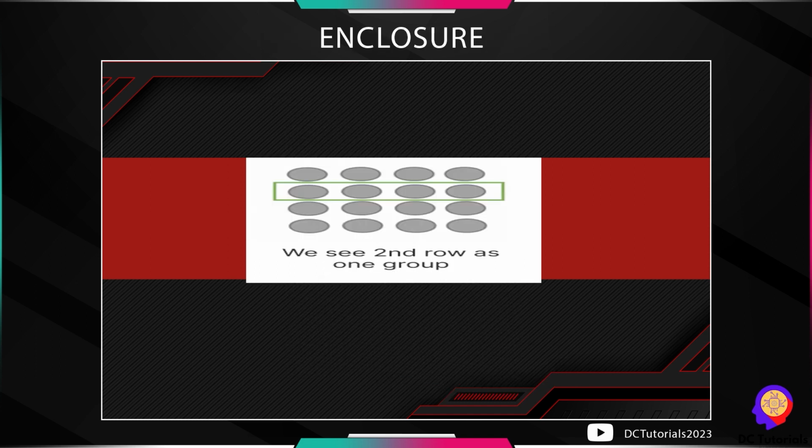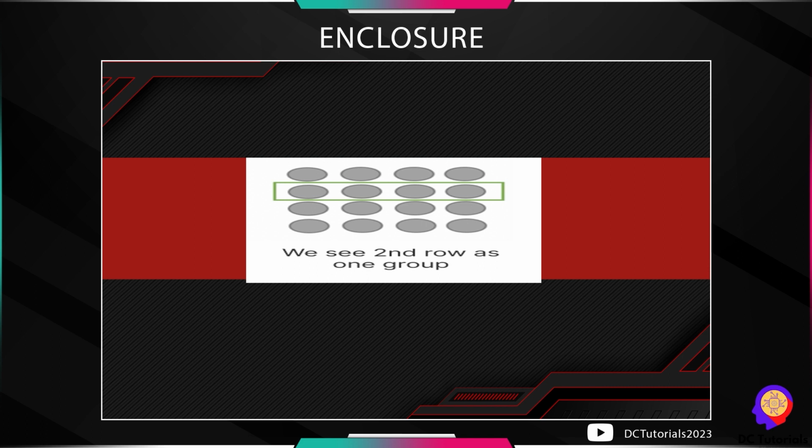Next, we have the principle of enclosure. Now this means that we tend to group things together when they are enclosed in a space. For example, here, without the green box, this can be perceived as just one block of dots. But when we enclose the second row with the green box, the second row is seen as one group now.